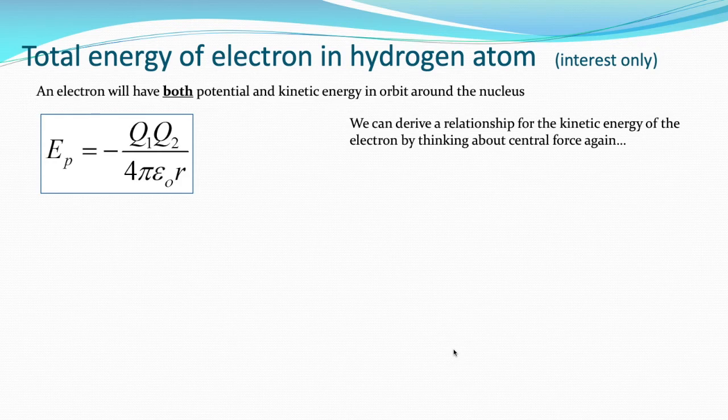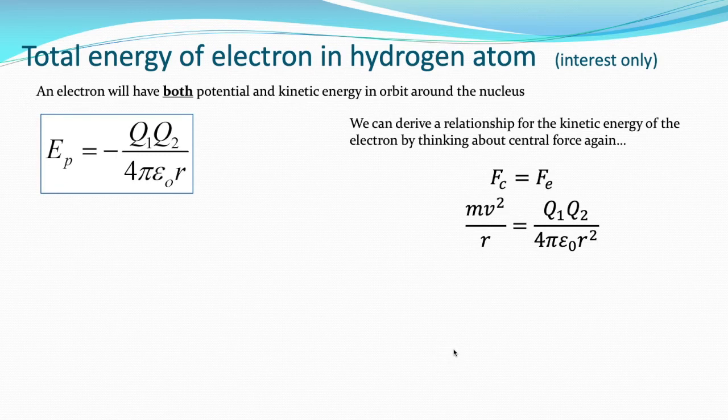And we can derive a relationship for the kinetic energy of the electron, and we have to go back to our knowledge of central force again. The electron is orbiting around the nucleus of the hydrogen atom. It's moving in a circle. So the central force is provided by the electric force. So Fc equals Fe. Remember, central force is mv squared over r, and the electric force is kq over r squared, or Q1 Q2 over 4 pi epsilon naught r squared.